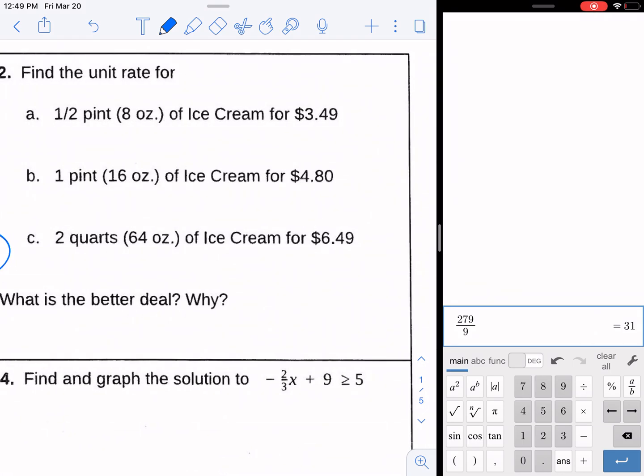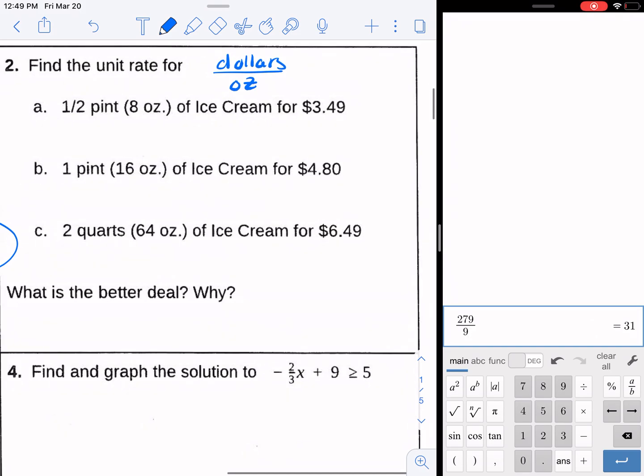So I have, well, what do you want? Remember, you need a ratio for all these. Do you want the ratio to be ounces over dollars or dollars over ounces? Well, you're going to pay with dollars, aren't you? So you want dollars per ounce. So that's what I'm going to do for every one of these.